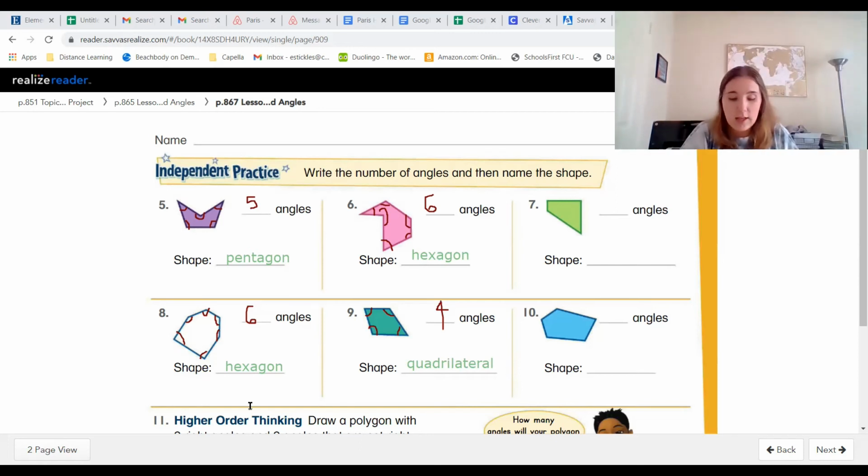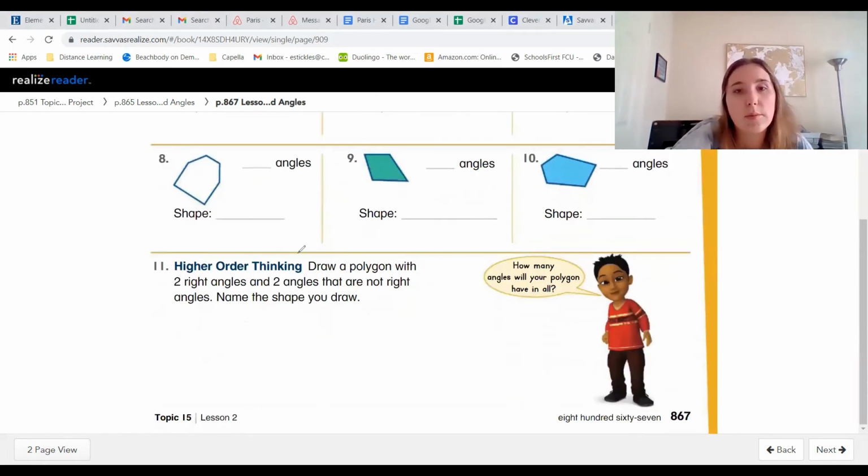We're going to go down and look at number 11 together. Okay, so number 11 says draw a polygon with 2 right angles and 2 angles that are not right angles. Name the shape that you draw. Okay, so I have to draw a shape that has 2 right angles. So I'm going to do that first. So 1 right angle and 2 right angles. Remember, they have to make perfect squares here in the corners. And now my shape has to have 2 other angles. So I really only need to put 1 other side on my shape, but they can't be right angles. So I'm going to make this side taller and go like this. So that way my angles in here aren't right angles.